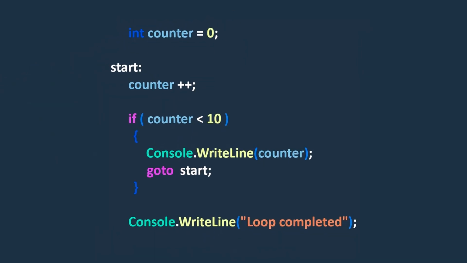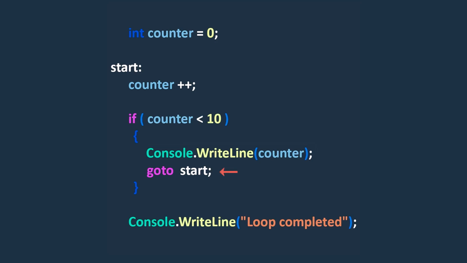For example, here, we have a variable named counter with a value of 0 and a label named start. After the label, the value of counter becomes 1. Then, the if statement checks if the counter is less than 10. Since the counter is 1, the code inside the if statement is executed and prints the counter value.